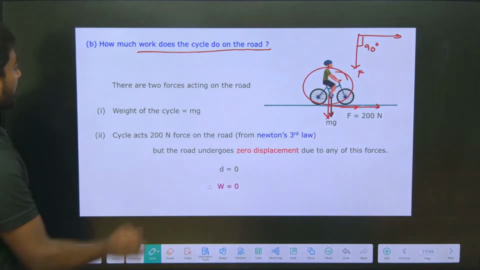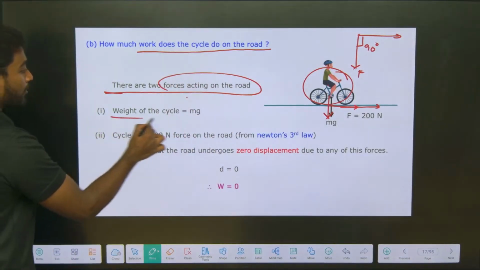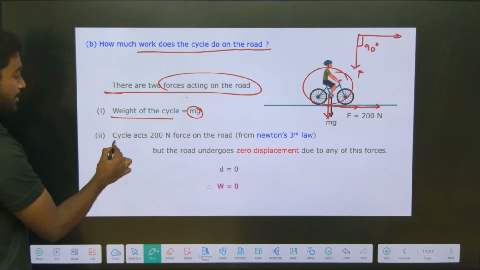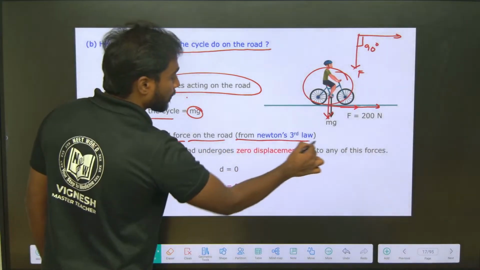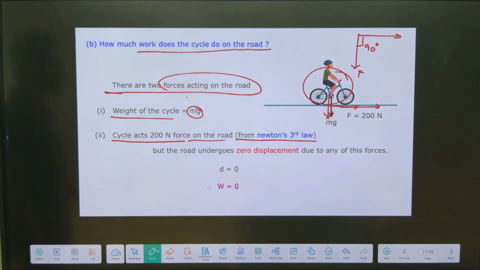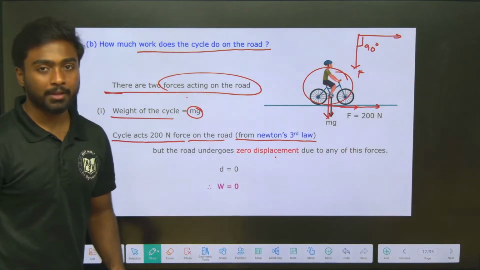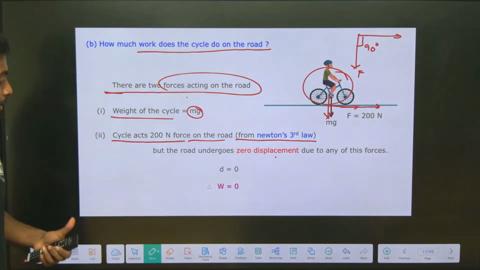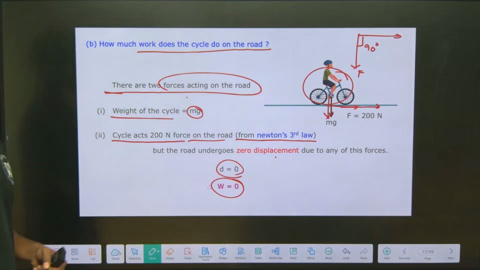Right? There are two forces acting on the road. Weight of the cycle is mg, and the cycle exerts a 200 Newton force on the road from Newton's third law. Right? Yes, obviously. But the road undergoes zero displacement due to any of these forces. So d is equal to 0, so work done also will be 0. Got it?